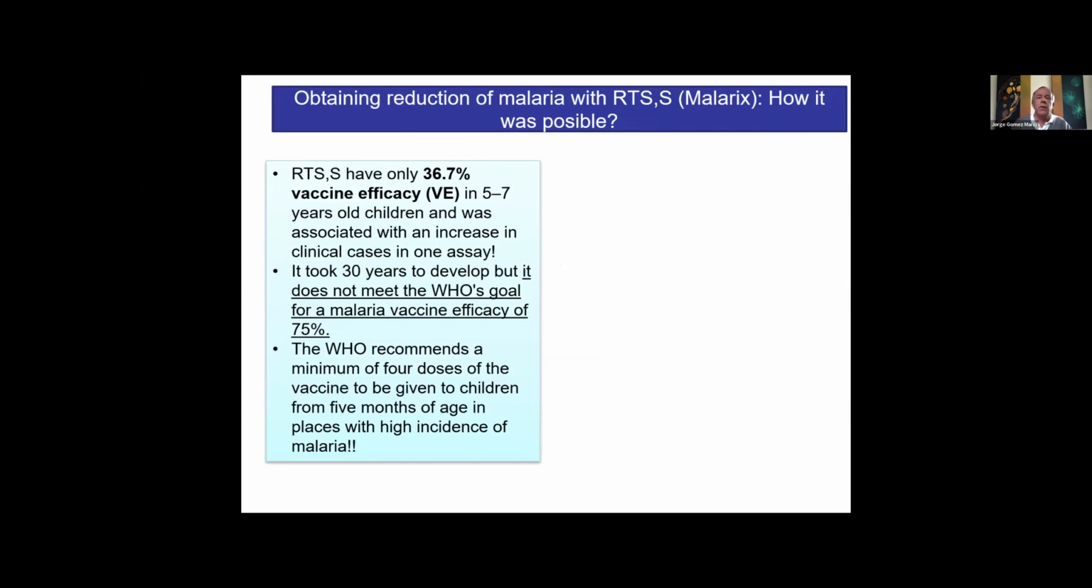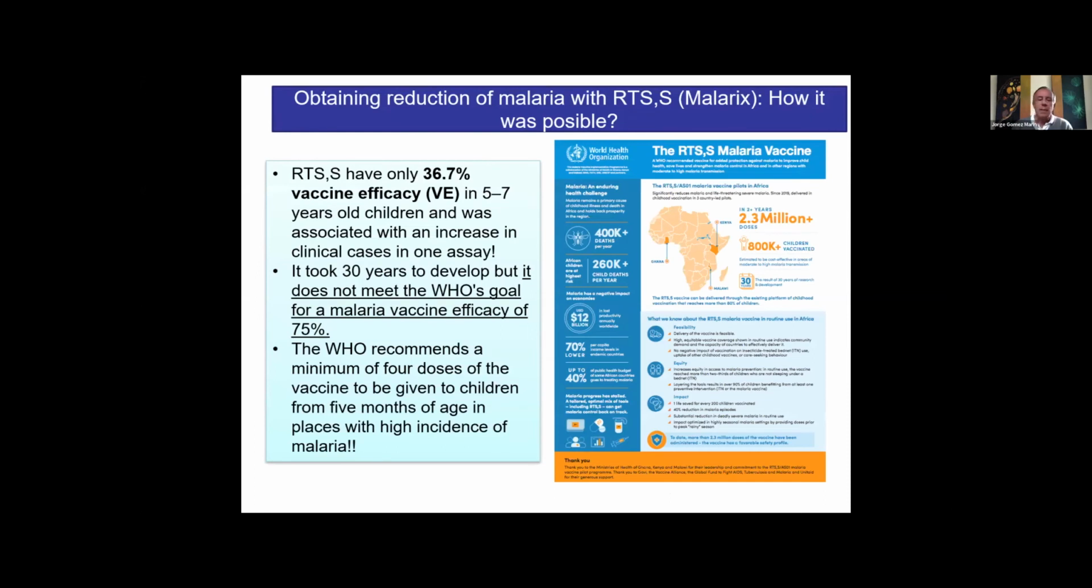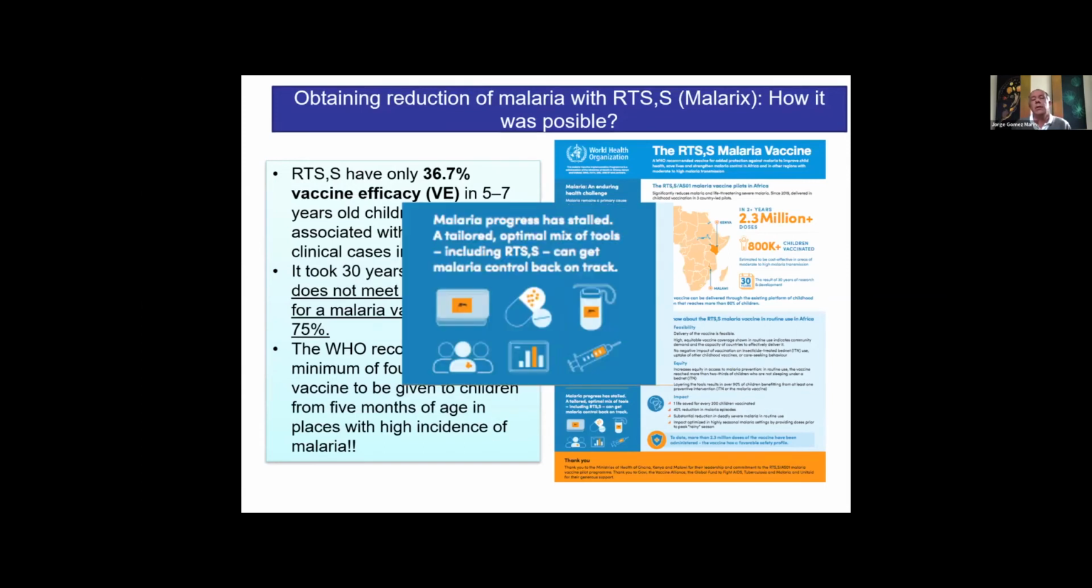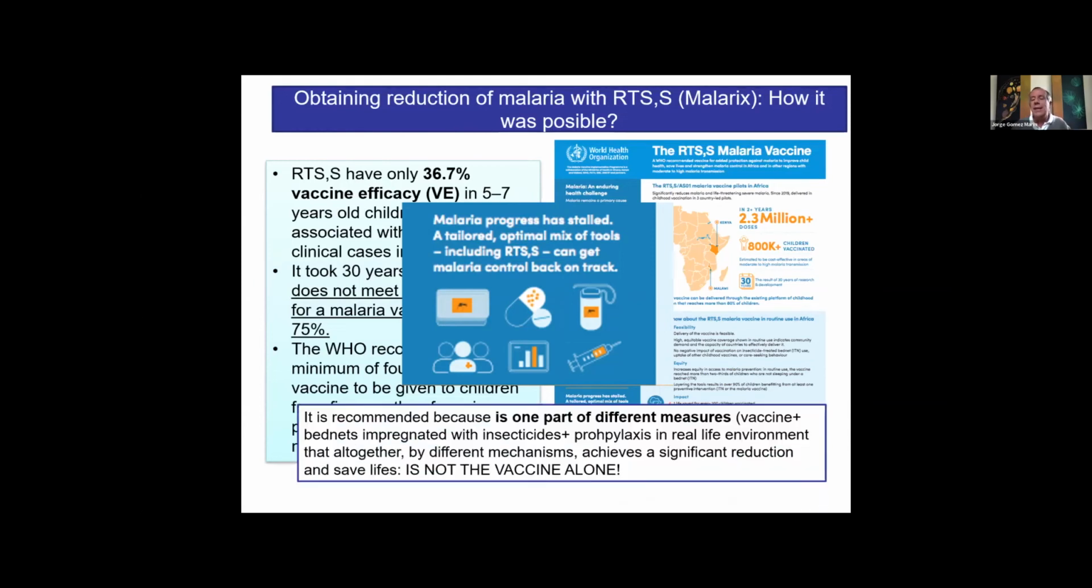Maybe some of you can be astonished how it's possible to approve a vaccine with a very low rate of efficacy. But when you see the information that the World Health Organization gave about why it was important to approve a vaccine, a commercial vaccine developed by Glaxo, RTS, you see that indeed it's only one part of different measures. So the reduction in mortality is indeed a part of one with different mechanisms.